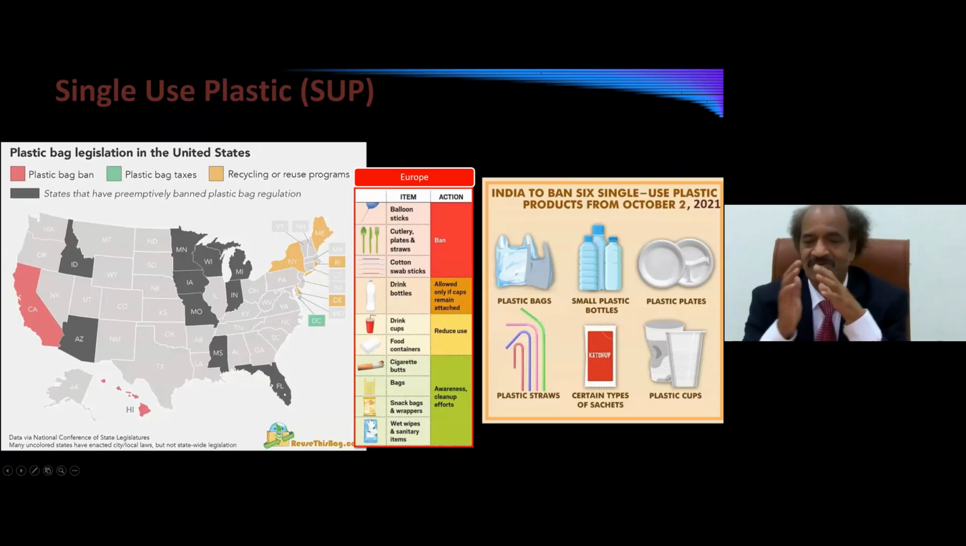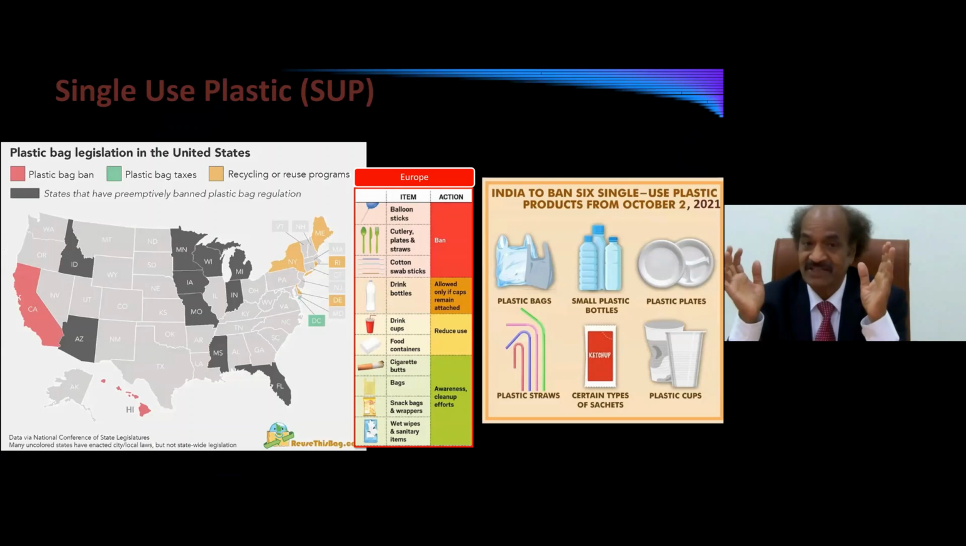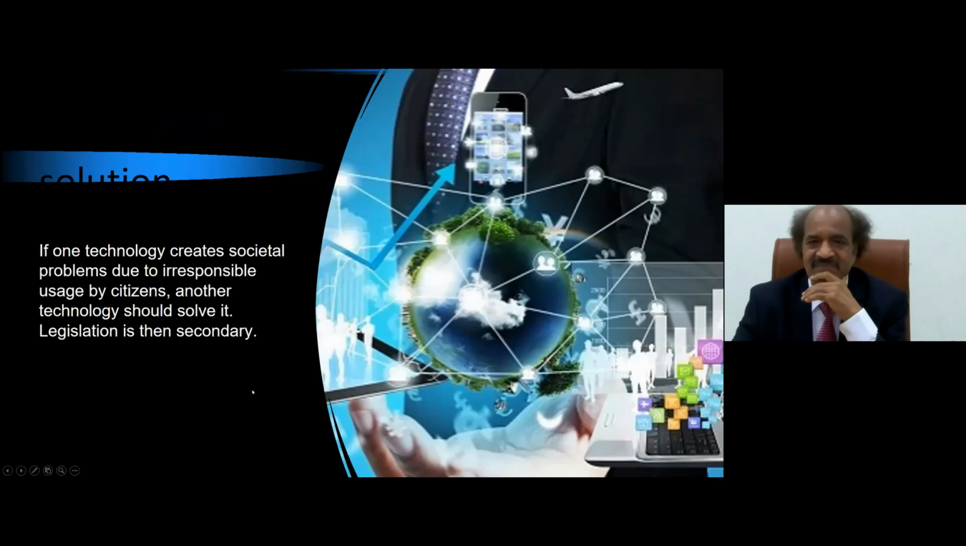There is a single-use plastic ban in many states in the United States, like California. Then there are plastic bag taxes in DC, and there are recycling and reuse programs. Europe also has similar measures, and India decided to ban single-use plastic in October last year, right? My personal belief is that a ban is a bad idea. Ban is not a solution.